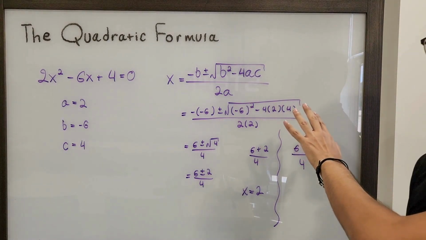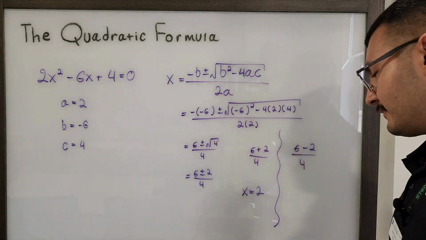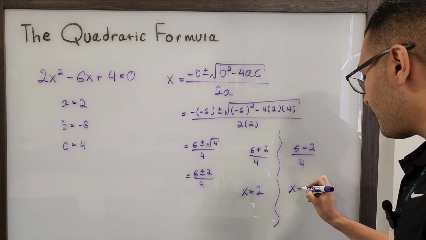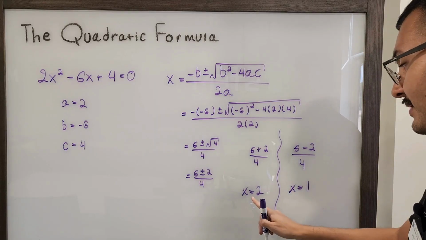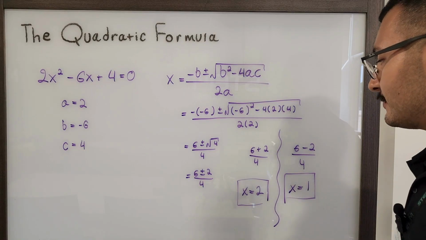On the other hand, I have 6 minus 2, which is 4. And then 4 divided by 4 gives me 1. So this tells me I have two solutions, x equals 2 and x equals 1.